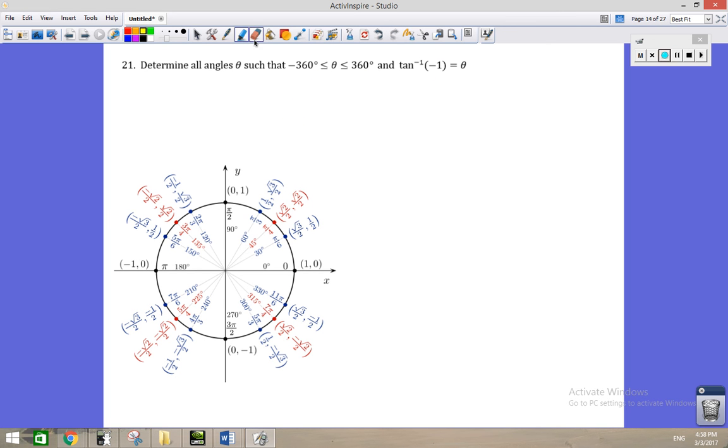Here, rather than radians, I want to work in degrees. I'm looking for a ratio of y to x that's negative 1. I'm going to find that in quadrants 2 and 4, since the ratios for tangent are negative there. If I divide y divided by x here, I'll get negative 1. And if I divide y divided by x here, I'll get negative 1.